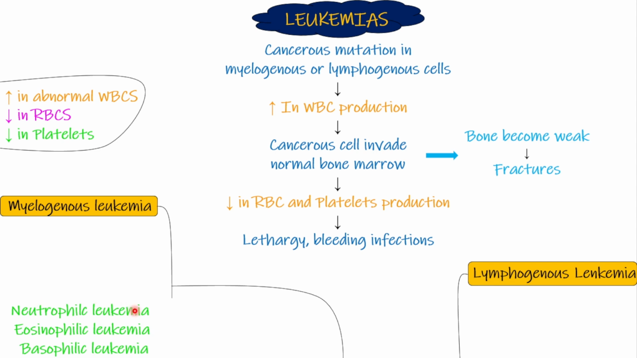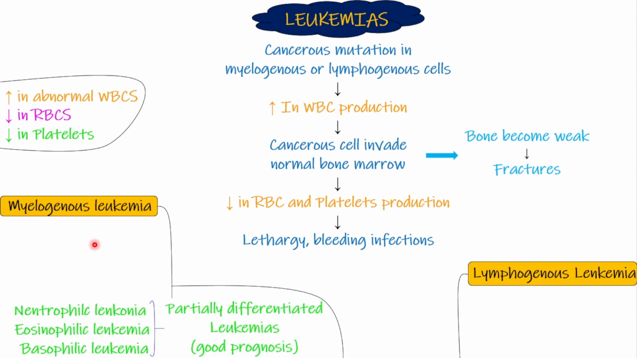So this is very interesting: if the leukemia is of early cells, it is undifferentiated. But if the leukemia is such that we can differentiate that it is neutrophilic, eosinophilic or basophilic leukemia, then it means the leukemia is partially differentiated. And the good thing is that partially differentiated leukemias have a good prognosis.